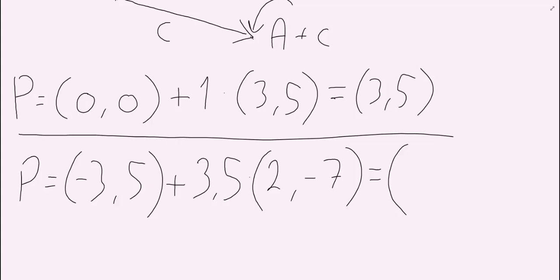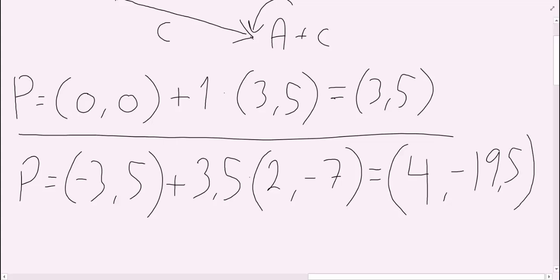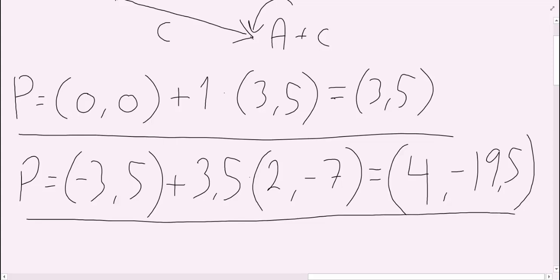3.5 times 2 is 7. Add that to minus 3, gives us 4. 3.5 times minus 7 is minus 24 and a half, which we add to 5, which gives us minus 19 and a half, minus 19.5, like so. So that's our answer, second part.